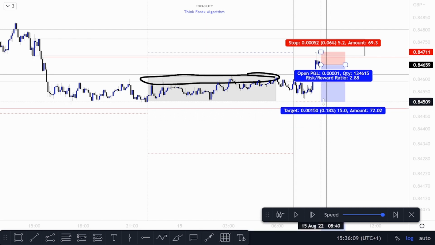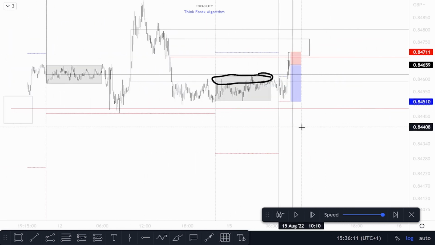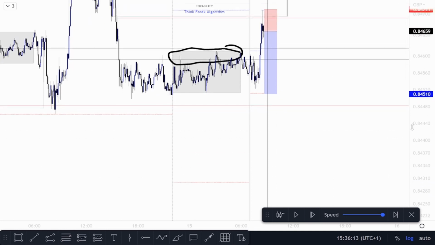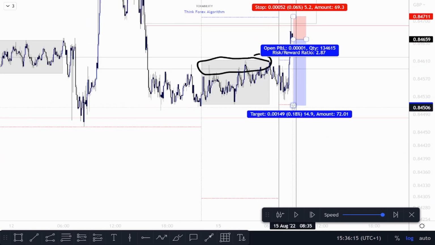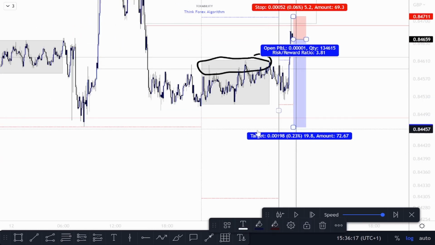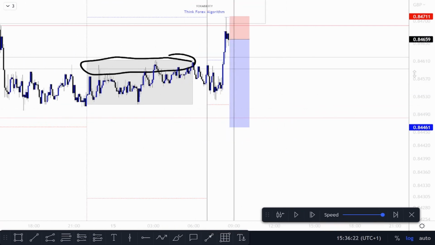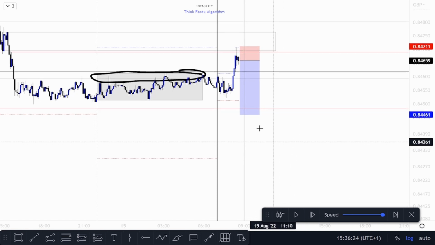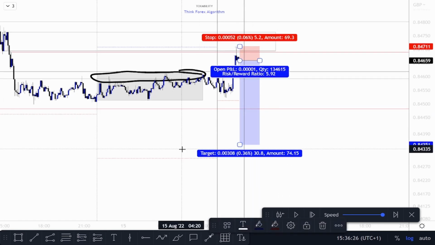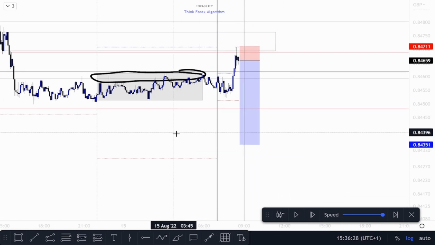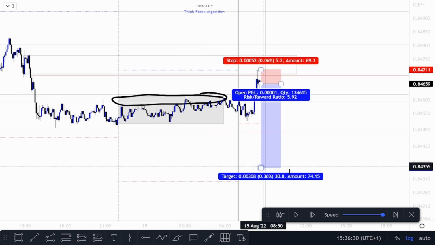First take profit is going to be the Asia low. Second take profit is going to be the low of the previous day. Once I reach this low, I'm going to move my stop loss to break even, and I'm just going to let the trade run. That's what I would do. I didn't enter this trade, but that is exactly what happened.